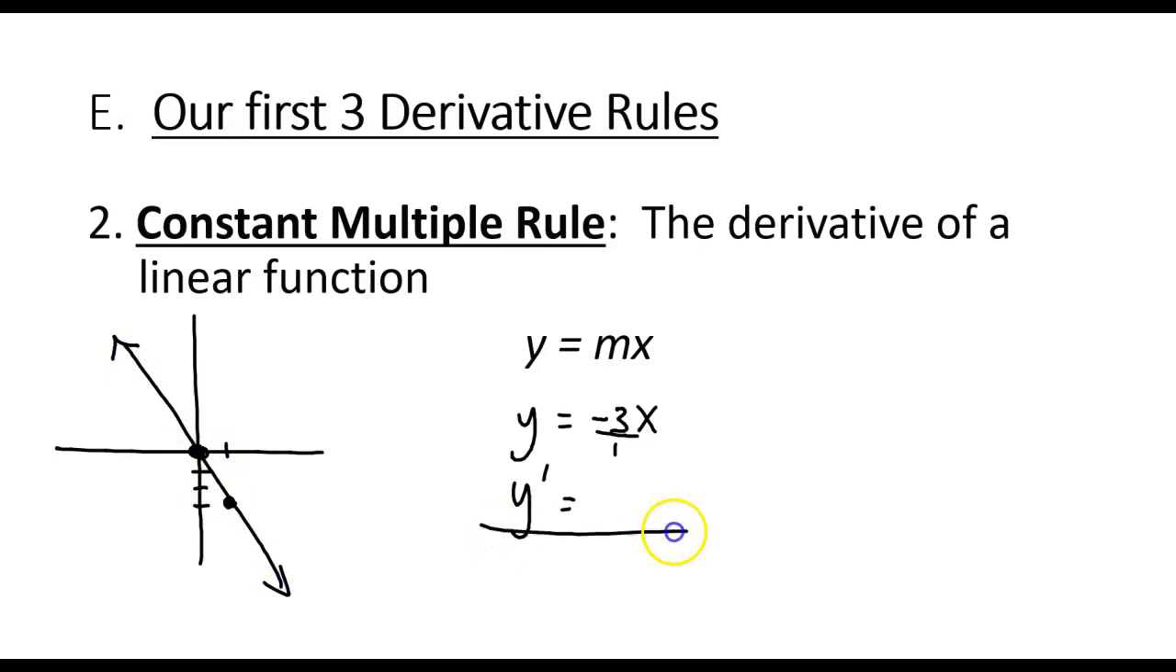Now I want to know what's y prime, though. How does the graph help me? Well, it helps me if I remember what the slope is. What's the slope of my line? Well, we actually already did it, didn't we? We went down 3 over 1.